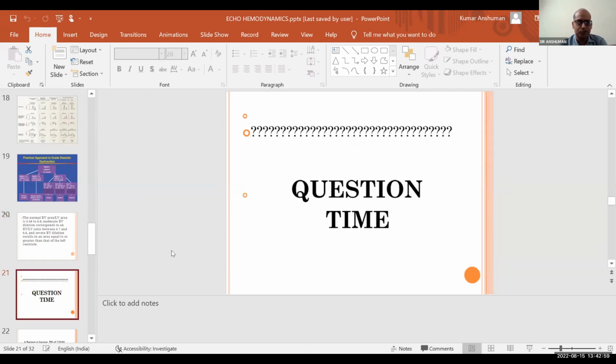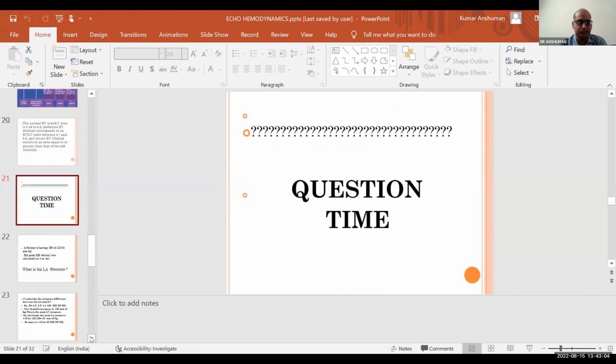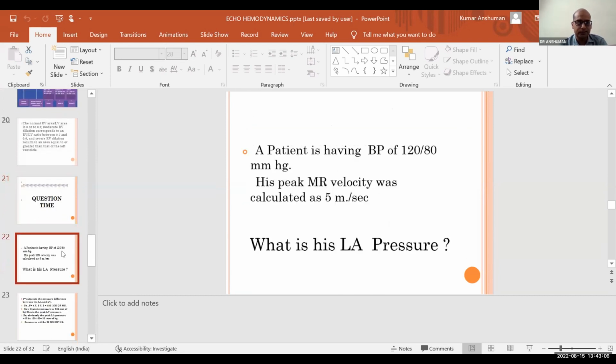Now, just to summarize these concepts, I have a few questions that are very interesting. Let's see if you can answer them or not. If a patient is having a BP of 120 by 80 millimeter of Hg, and his peak MR velocity was calculated as 5 meter per second, now if you calculate the LA pressure with this, please tell.